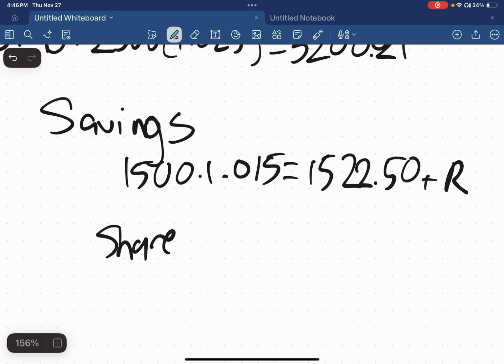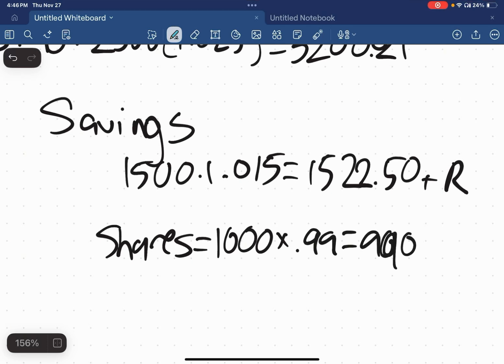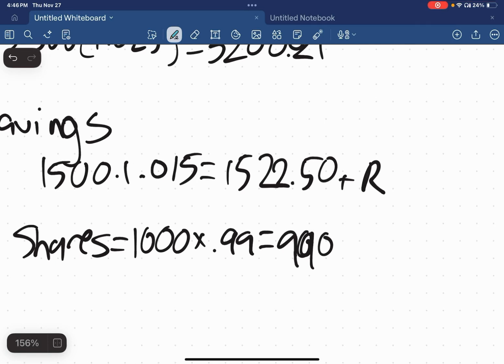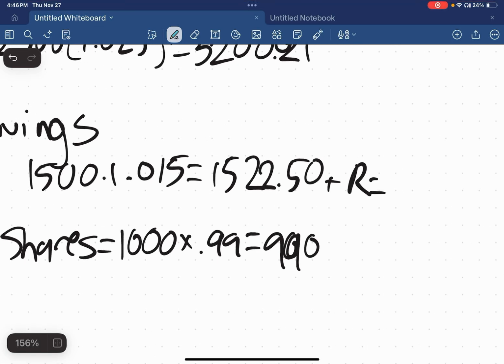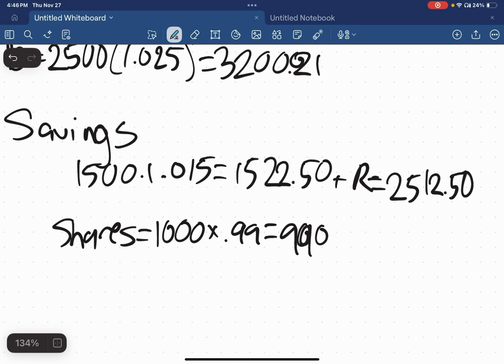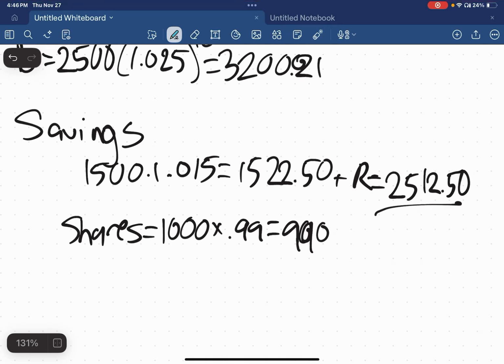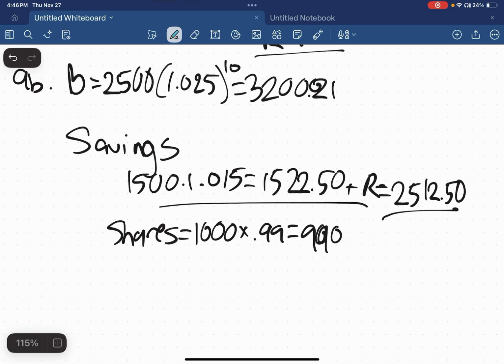He started with $1,000 in shares, but then he lost 1%. So now he has $990 in shares. So that means that the amount of money he will now invest in his savings is equal to 2,512 and 50 cents. And let's find out what that equals after 25 years.